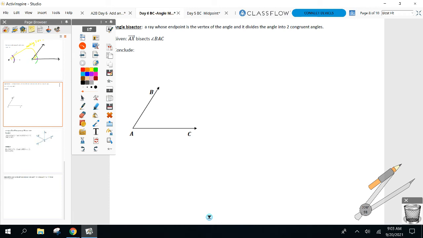Okay, that's what it was. Got it. We're not going to construct this. What we're going to do right now is just draw in AX so it bisects angle BAC. So from A, I'm going to draw in a ray, AX. I'll show you how to construct it on Wednesday.